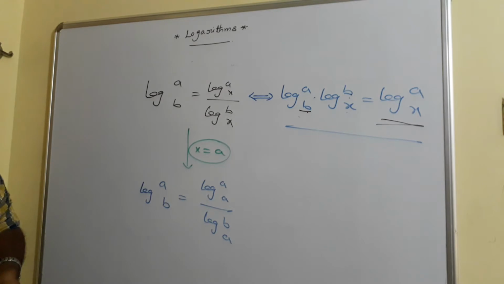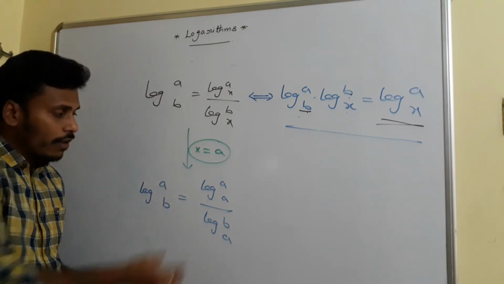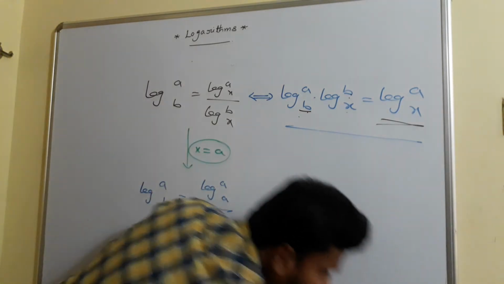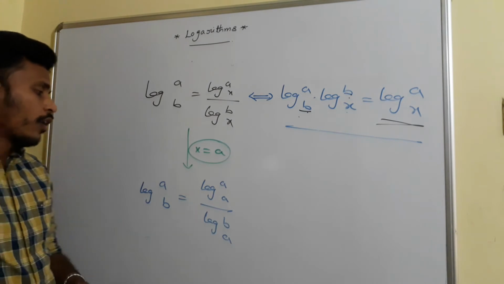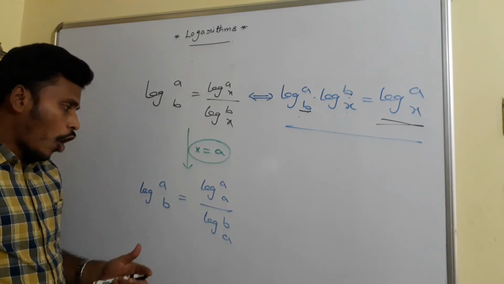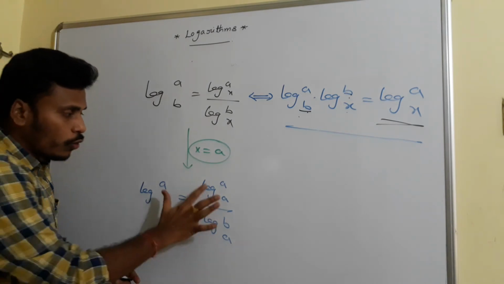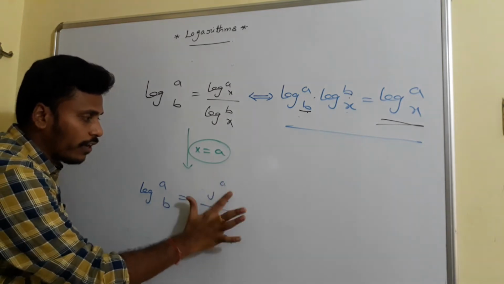But actually, what is the logarithm of a to the base a? We know that the logarithm of any number to the same base is always 1. So you can take that log a base a as 1. So you just replace this log a base a with 1.